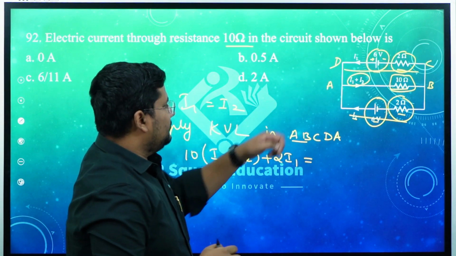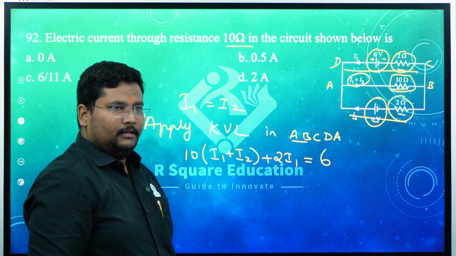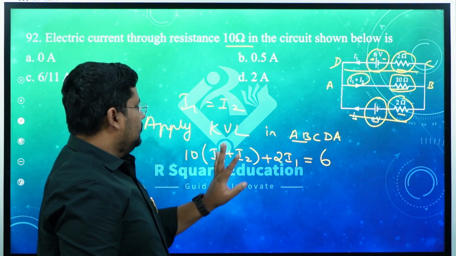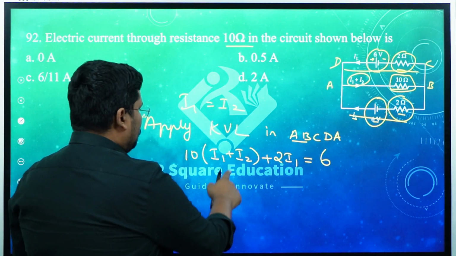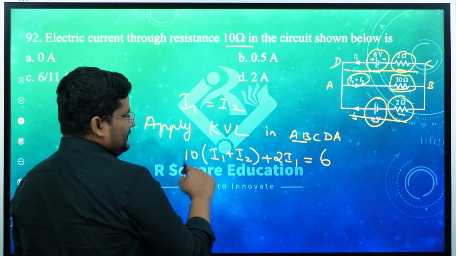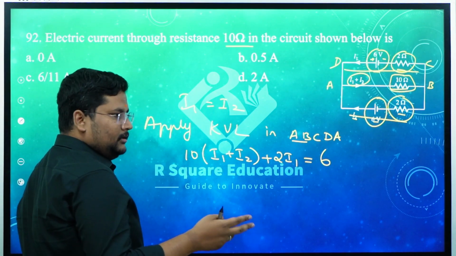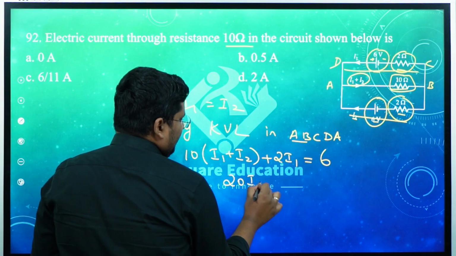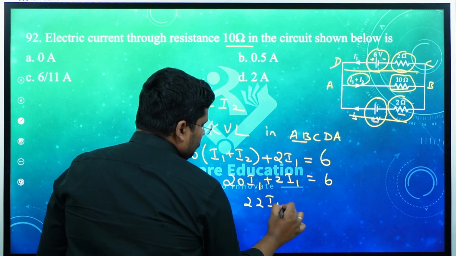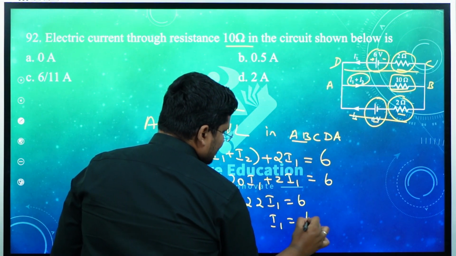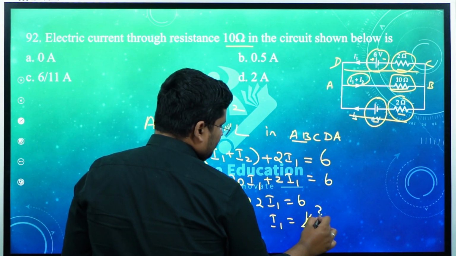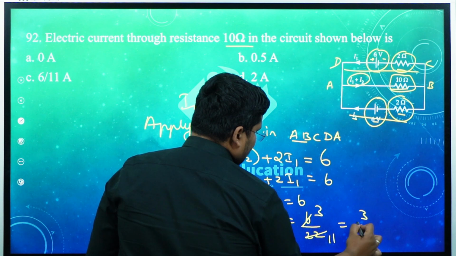Okay, so this is going to be 6 volt, so 6. So what I have to do, I have to first calculate what is going to be I1 from this, because I know I2 and I1 are same, I can substitute that. So what I will do, I1 plus I2 is going to be 2 I1, so 20 I1 plus 2 I1 is equal to 6. So totally 22 I1 is equal to 6, so I1 will be equal to 6 by 22. Correct. So it's going to be 3 by 11 amperes.